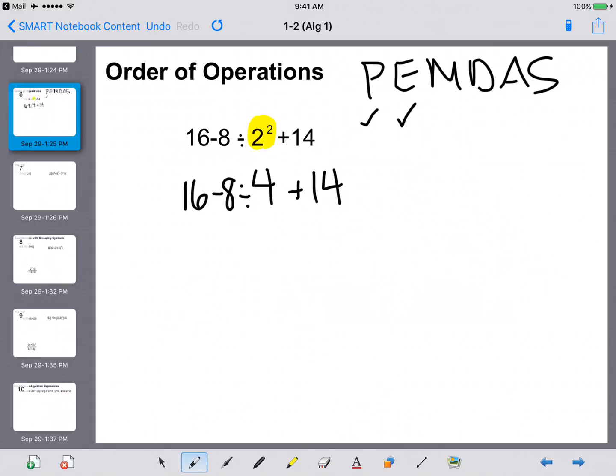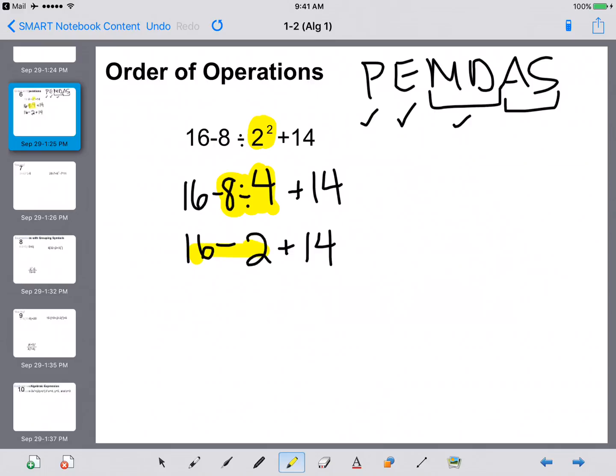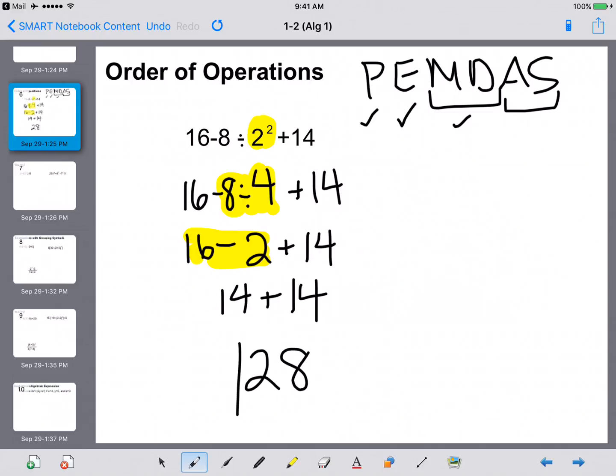So check, we did that, check. Multiplication and division is next. Looks like we've got some division here. 8 divided by 4. So I'm going to write down my 16 minus, because that's just going to stay. 8 divided by 4 is 2. And then our plus 14 needs to come. There's no more multiplication and division, but we have addition and subtraction. And with addition and subtraction, you just go from left to right. So 16 minus 2 is going to get us 14 plus 14. And then 14 plus 14 is 28. So our answer there would be 28.